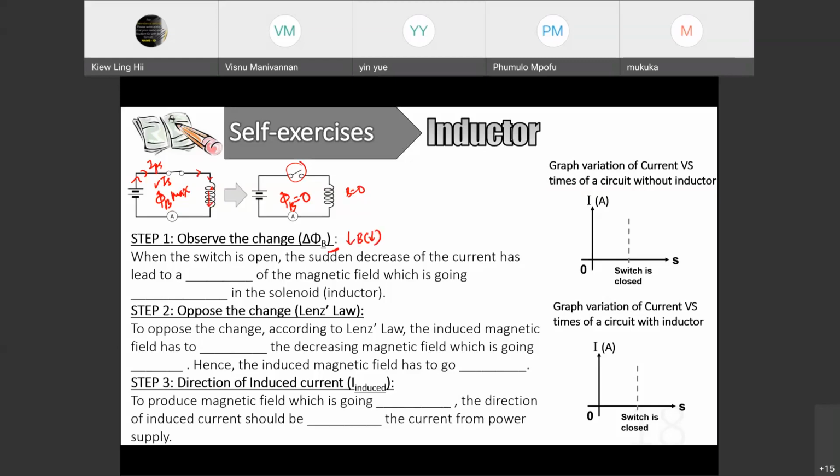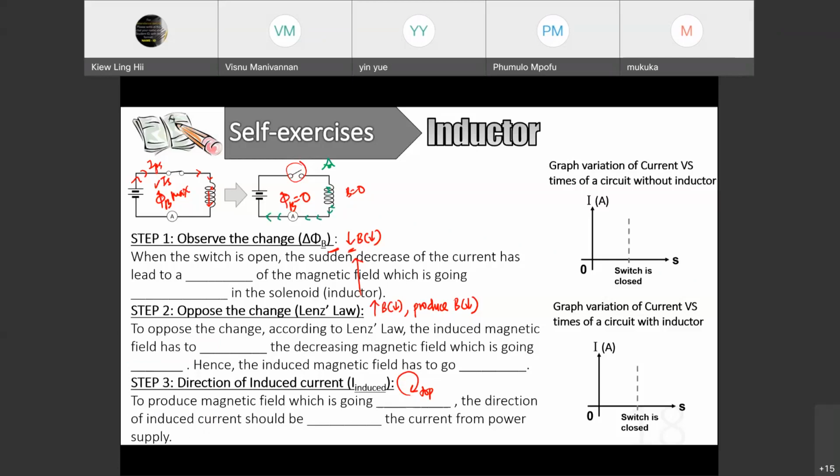So according to Lenz, you would like to oppose. To oppose this, I would want to increase the magnetic field which is moving downwards. So I will want to produce a magnetic field which is moving downwards as well. In order to get a magnetic field moving downwards by using the right-hand grip rule, the direction of current will be clockwise on the top view. So the direction of the induced current is clockwise from the top view, coming out from the solenoid. Isn't it just the same as the direction from the power supply?